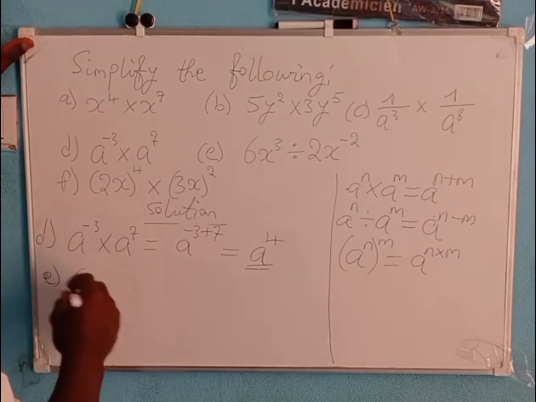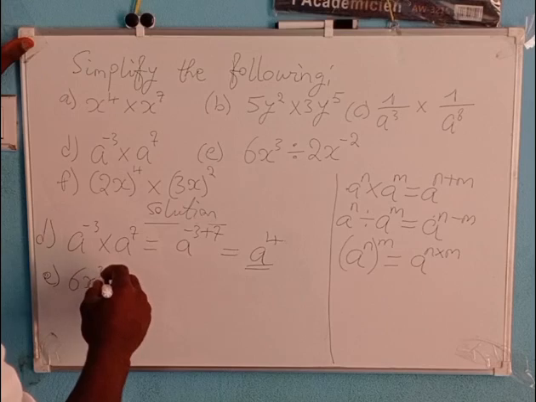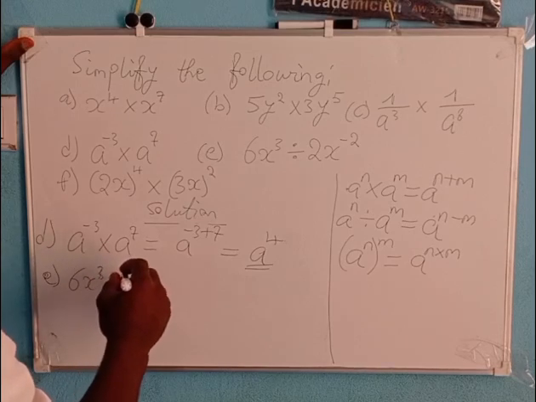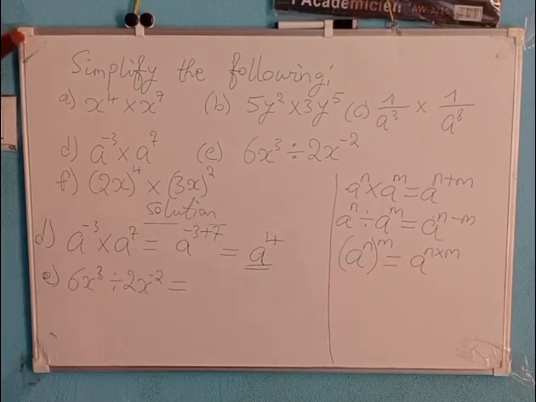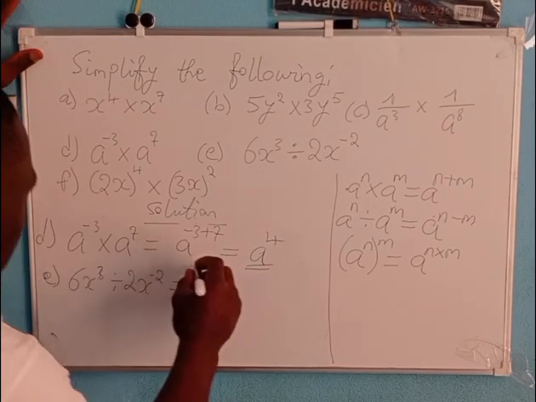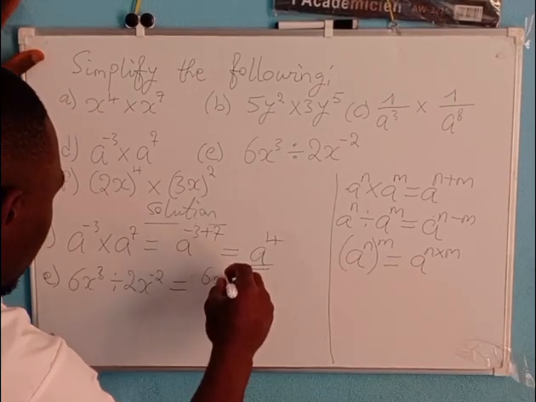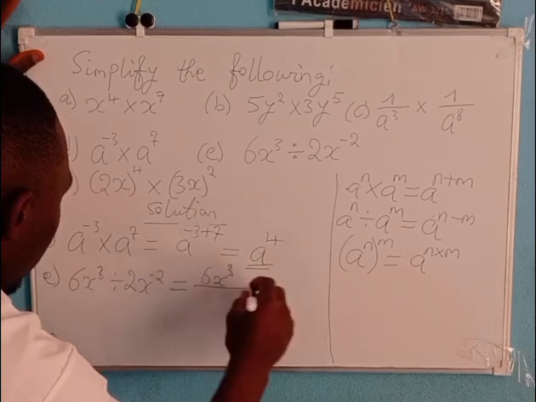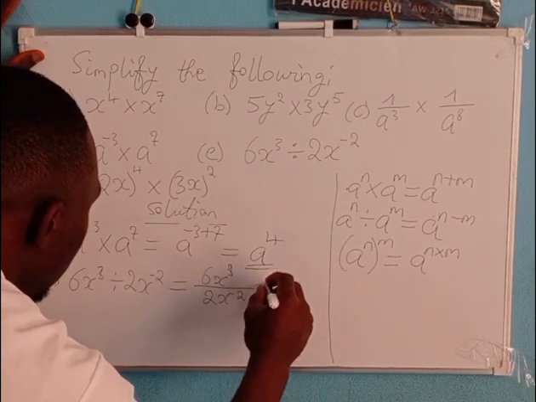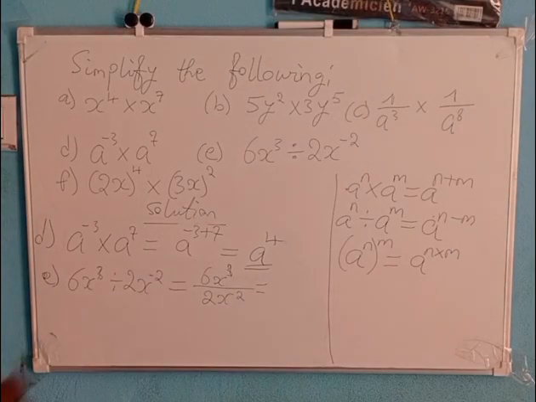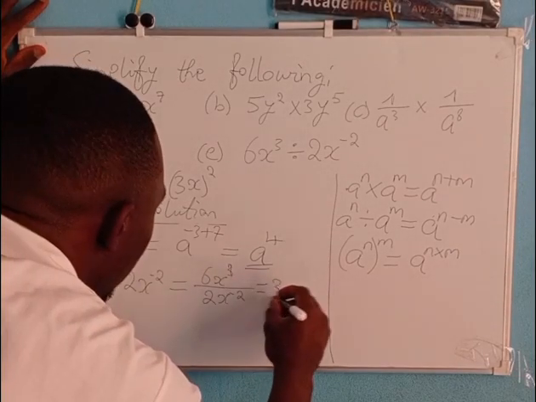For question E, we have 6x cubed divided by 2x to the power negative 2. First, we can start by expressing it in this form. 6x cubed all over 2x to the power negative 2. This will simply be equal to 6 divided by 2 gives us 3. We are going to write down 3.